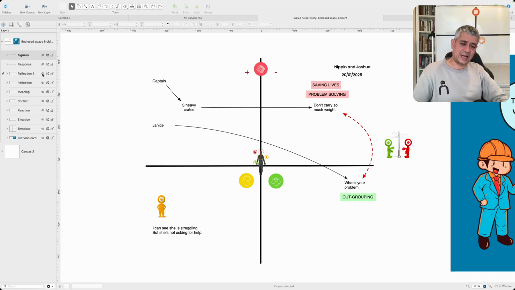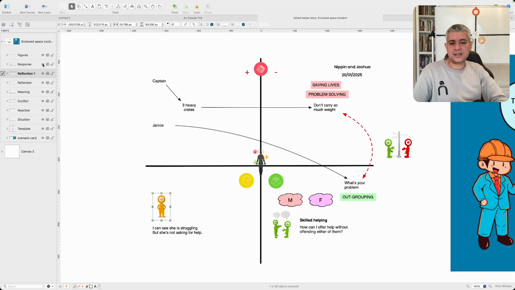And by using this icon, I'm asking the captain to step out and look at his own headspace, his psychological space. As he was observing, why did he react in that way? And he would probably say something like, "I can see she was struggling, but she's not asking for help. And yeah, I felt uncomfortable about it." And all I'm trying to do is make the captain reflect on his language. When you jumped into it and you said, "Don't carry so much weight," what was going on in your mind, right? I'm using this icon to push him to reflect on his language.